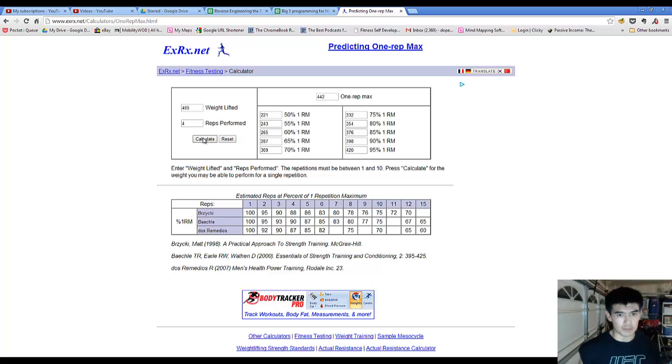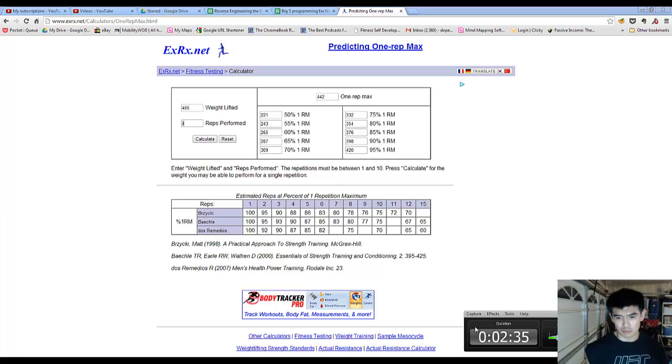So 405 for 4 reps. His predicted 1 rep max is 442, which I think is pretty close. And this gives me some ideas. I use 405 for a 4 rep max because not everyone knows their 1 rep max, and even then their 1 rep max is not really a good point to measure.